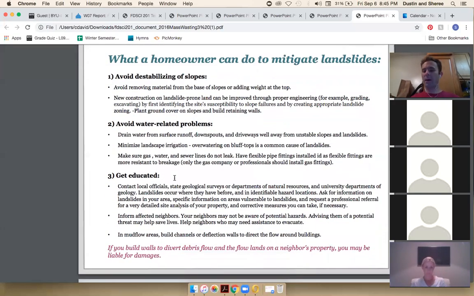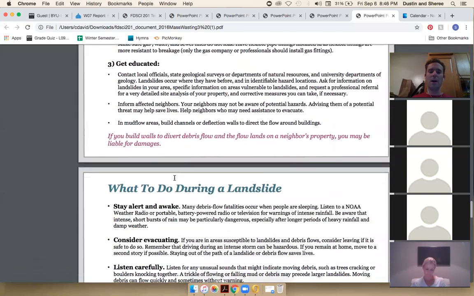I would come back and go through this slide in particular, what a homeowner can do to mitigate landslides. These are not only just good for life, teaching you what you can do to protect yourselves, but there might be some things on the test, like what are some things you can do to protect your home or mitigate against landslides. They'll have options like avoid removing material from the base of a slope, and then a couple other options. So make sure you know some of these points, come back through and go through them.